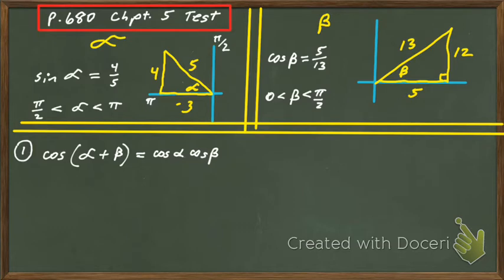Beta, on the other hand, over here, cosine is 5/13. Cosine is adjacent over hypotenuse. If you do the Pythagorean theorem, you'll get 12 for the missing side, because it's in quadrant 1, and everything's positive in quadrant 1. So now we have all the sides of the triangles involving alpha and beta.